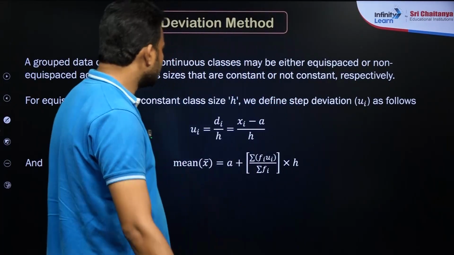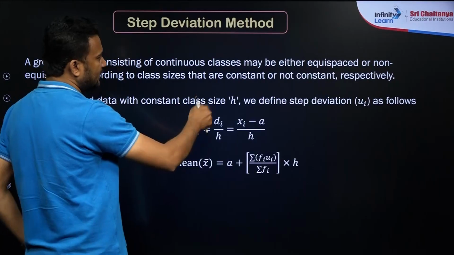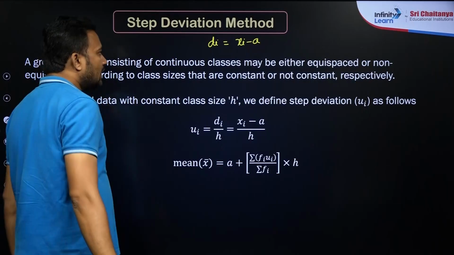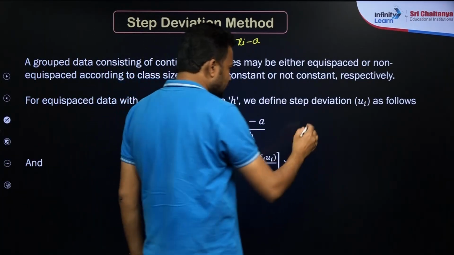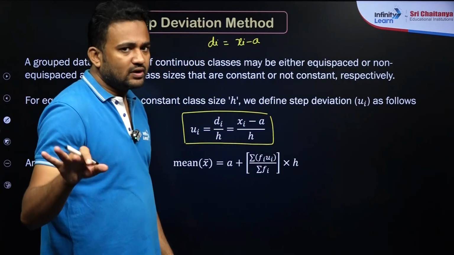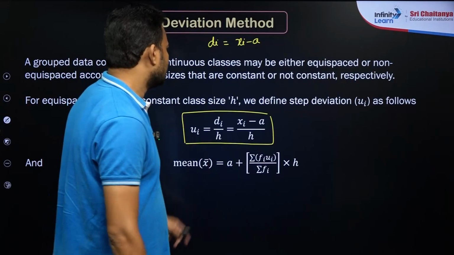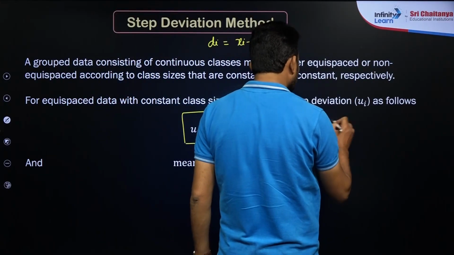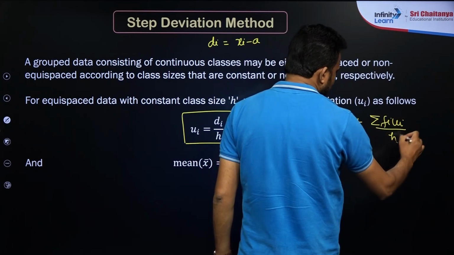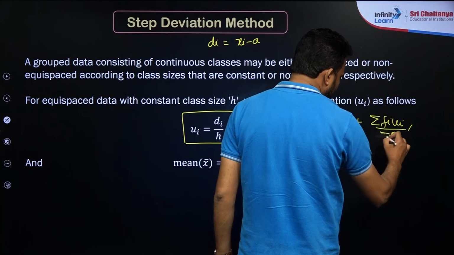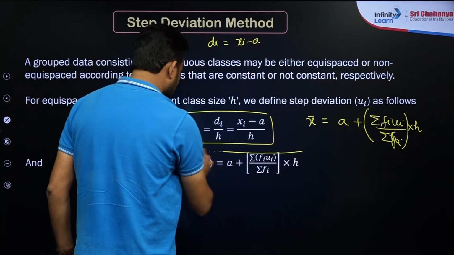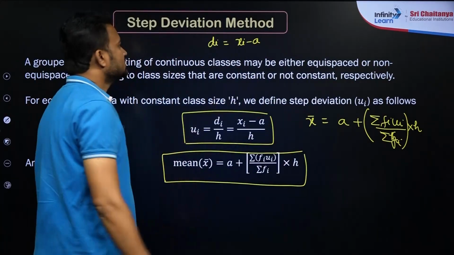Let's see what the formula is. First of all, we will find di. di is xi minus a, which we did in the second method, the assumed mean method. Now we will find ui. The formula to find ui is di upon h, where h is called the class size. Then we use this formula: mean x bar is equal to a plus summation of fi ui divided by summation of fi, multiplied by h. We use this formula for the step deviation method.